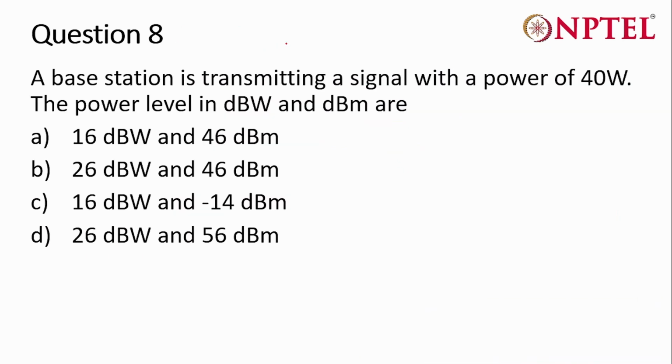So I'll move on to the next question. Now you have a base station. It is transmitting a signal with power of 40 watts. How do you express this power level in dB watts and in dBm? These things are very important when you have to solve the link budget analysis and so on. So you should be very careful with the units.